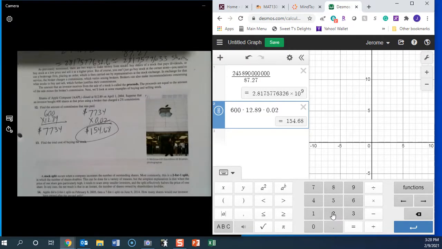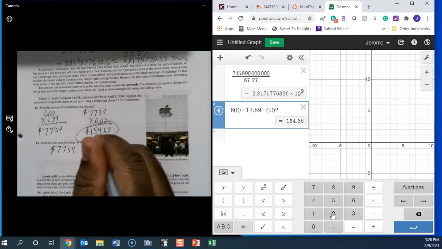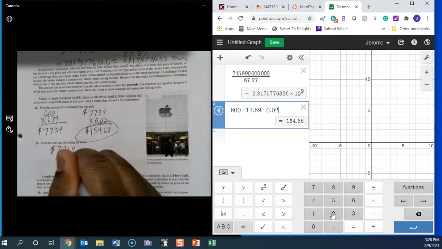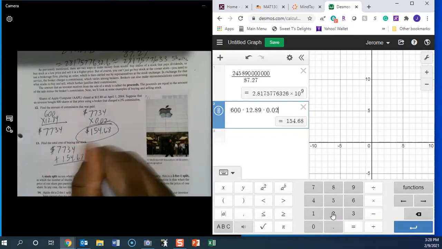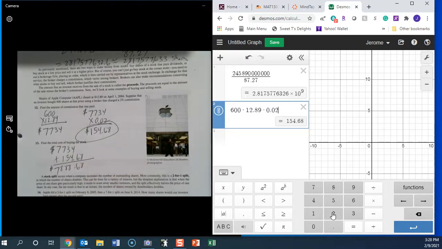Now it says find the total cost of buying the stock. So you would take the amount that the stock costs plus the commission. So it'd be $7,888.68.